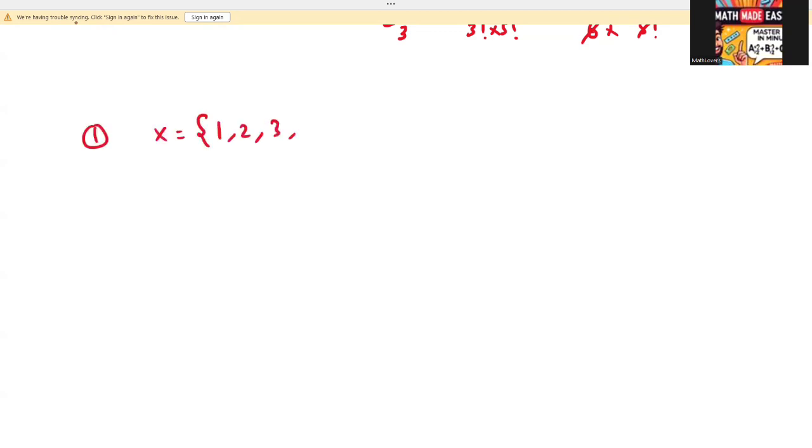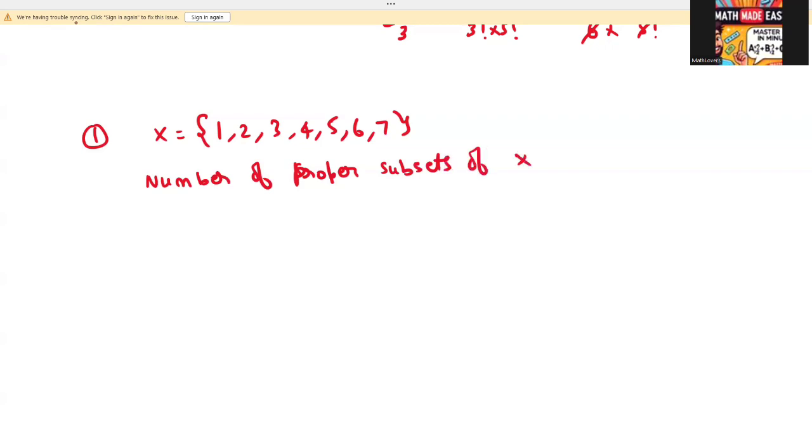Question number 1. We're talking about a set X which has the first 7 natural numbers. They're asking us the number of subsets, the number of proper subsets of X containing 7.